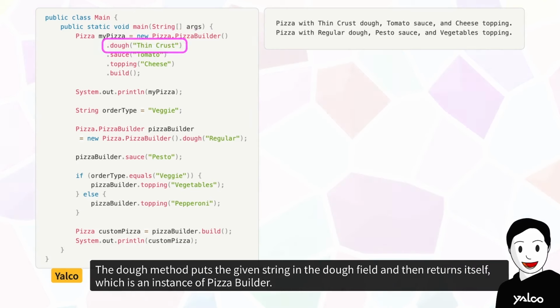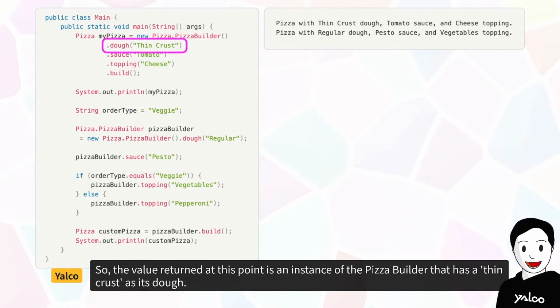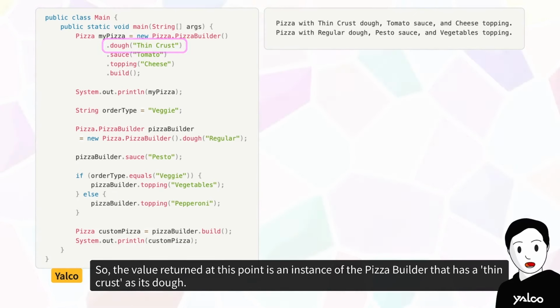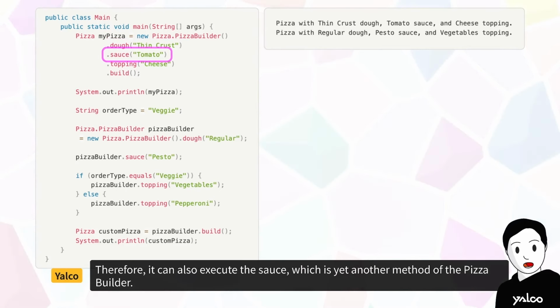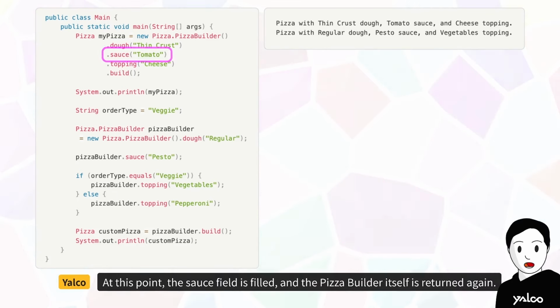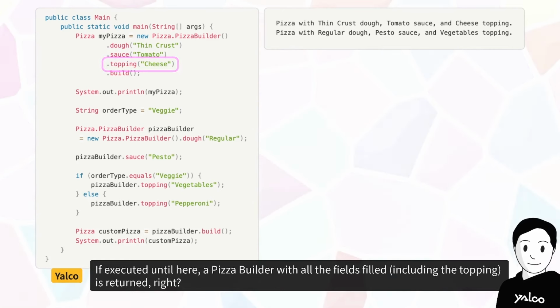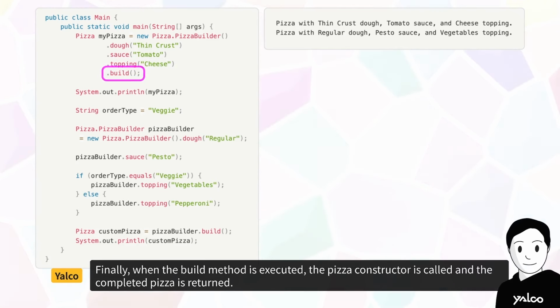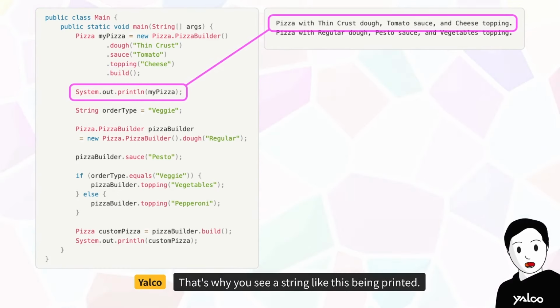The dough method puts the given string in the dough field and then returns itself, which is an instance of Pizza Builder. So the value returned at this point is an instance of the Pizza Builder that has a thin crust as its dough. Therefore, it can also execute the sauce, which is yet another method of the Pizza Builder. At this point, the sauce field is filled and the Pizza Builder itself is returned again. If executed until here, a Pizza Builder with all the fields filled, including the topping, is returned, right? Finally, when the build method is executed, the pizza constructor is called and the completed pizza is returned. That's why you see a string like this being printed.